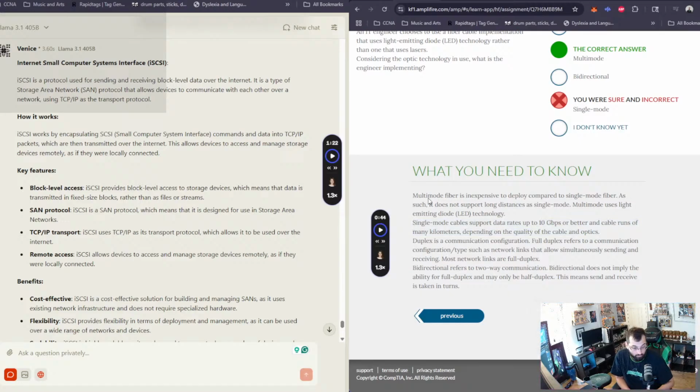Wow. Duplex is a configuration. Full duplex refers to communication configuration types. Okay, so maybe duplex isn't just through copper cables. Duplex can happen through all the other ones as well, I guess. I don't know. That's another good question.